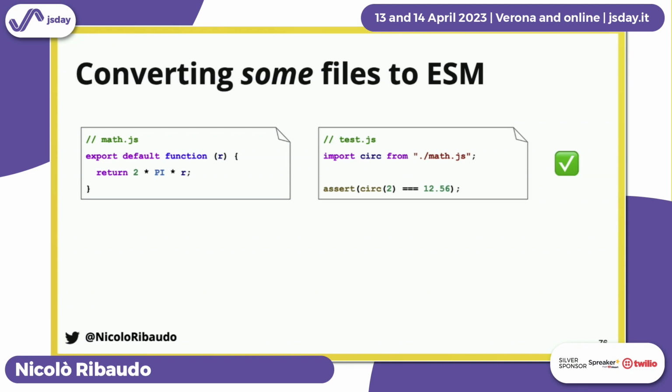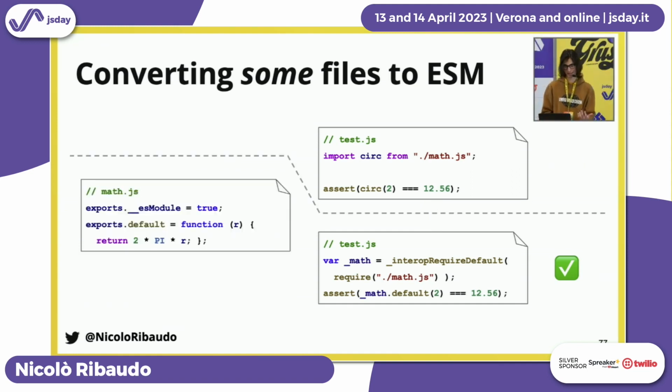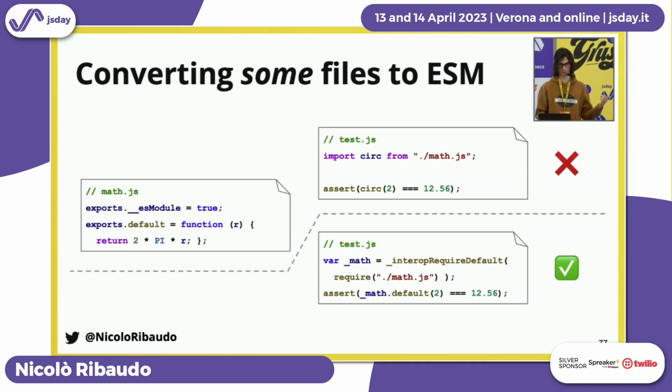Because converting some files is a problem: if we don't convert anything, everything works. If we convert everything, everything works. But if you convert one file and not the other, it doesn't work, because as we saw before, circ is now an object with the ES module and default properties and not the function itself. So how do we fix this?